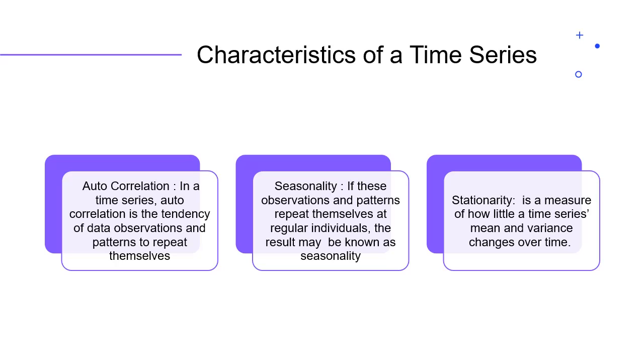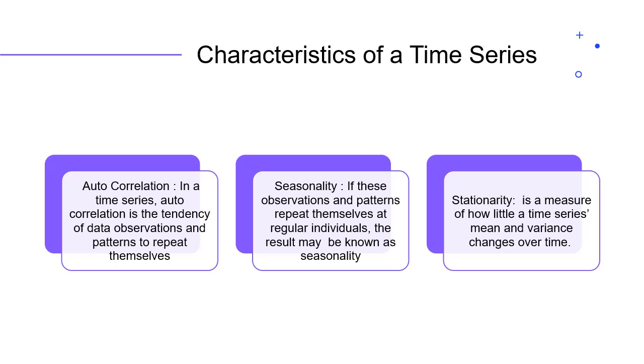A time series may be such that some observations which occur at some point of time may get repeated again. So if you take these two repetitions, you will find some correlations between them. This correlation is known as autocorrelation. If these repetitions are at regular intervals, then we can say we have a seasonality.